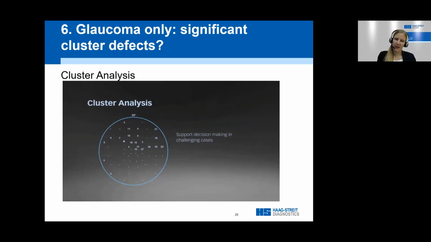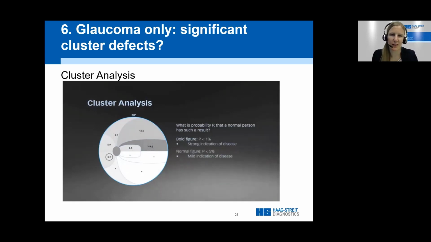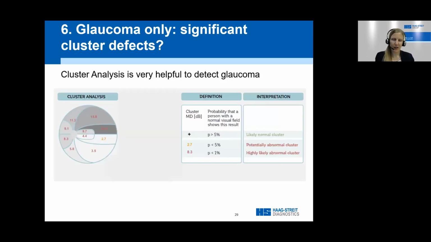And then it creates 10 visual field clusters, following the anatomical relationship of the nerve fibers. So this is a glaucoma analysis. And it makes a cluster mean defect or cluster mean deviation. And then you get that average. And then, like under probabilities, it gives you normal clusters with a plus or abnormal ones with a number. The number is that cluster mean defect or mean deviation. In newer software versions, we use a color code. So orange and red are increasingly likely abnormal clusters.